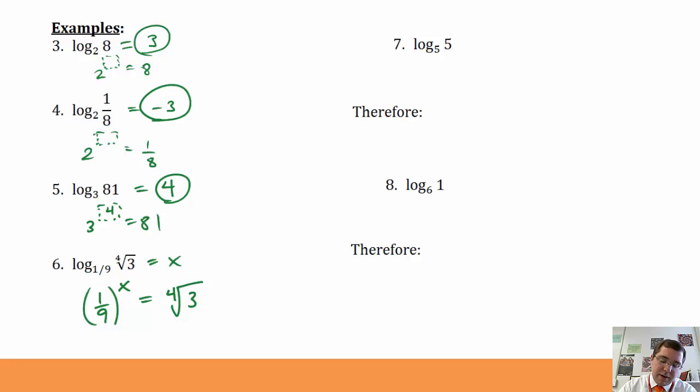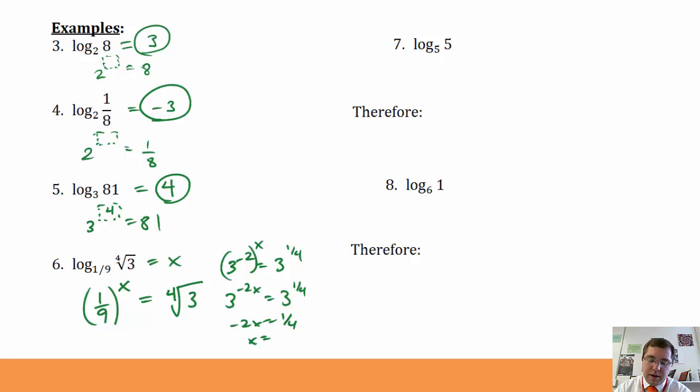And now I can solve this, because 1/9 is 1 over 3 squared, so that's 3 to the negative 2 power. The fourth root of 3 is 3 to the 1/4 power. So 3 to the negative 2 to the x power equals 3 to the 1/4 power. Means 3 to the negative 2x power equals 3 to the 1/4 power. The negative 2x equals 1/4. And x would equal 1/4 divided by negative 2, which is negative 1/8.